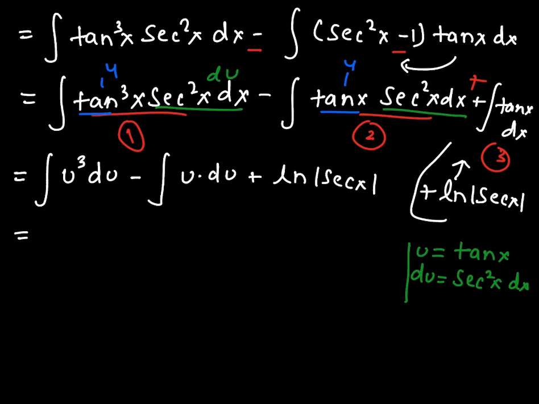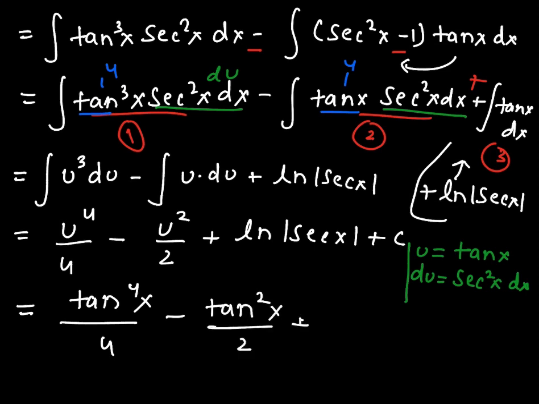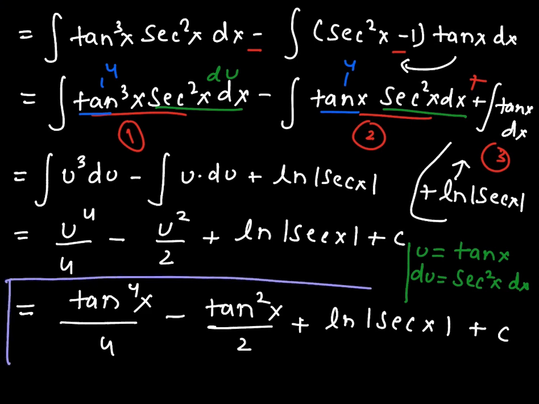Now if you were to take the antiderivative, u raised to power 3 plus 1, which is 4, divided by 4, minus u raised to power 1 plus 1, which is 2, divided by 2, plus ln modulus of secant of x plus c. Now we're going to replace the value of u, so we would have tangent raised to power 4x divided by 4, minus tangent square x divided by 2, plus ln mod of secant of x plus c. So that's going to be our final answer.